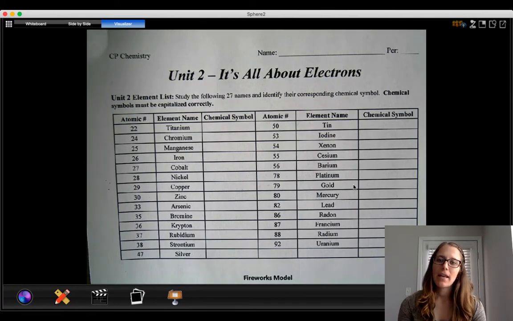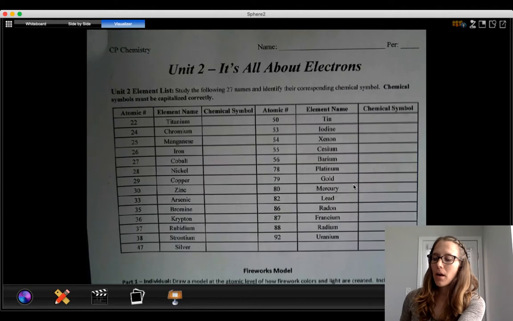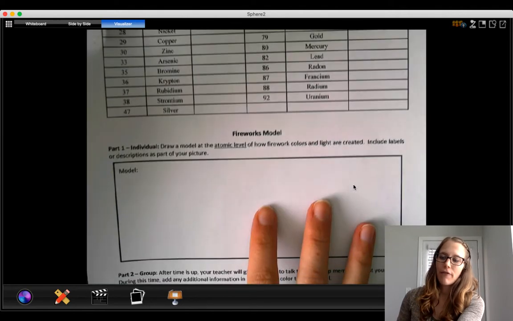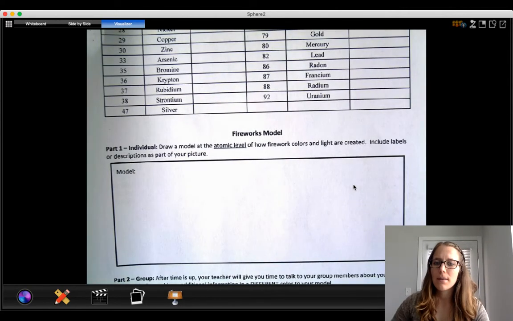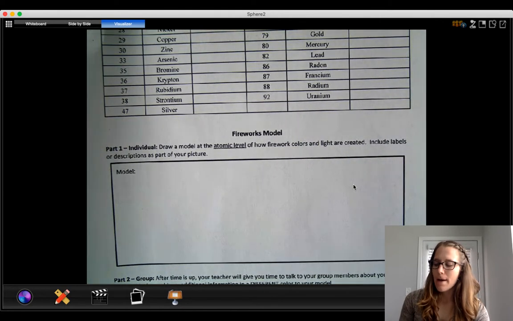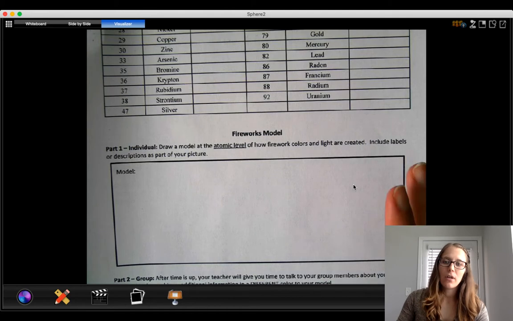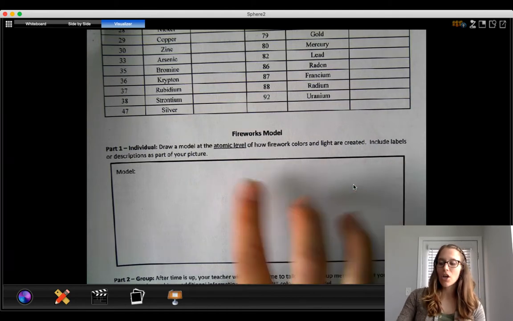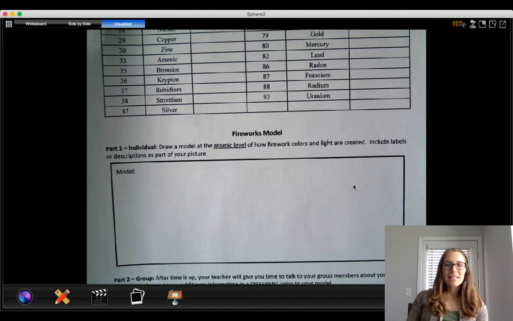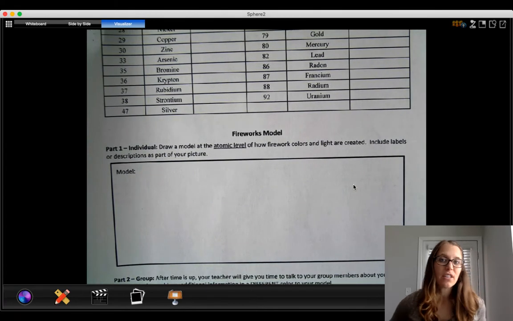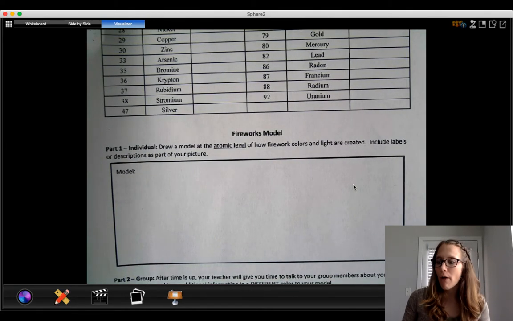The first page of the packet has the next set of elements, the names and symbols that you want to work on learning. And then the bottom part of this first page has the fireworks model. So this is something that you will do separately, looking at a video of fireworks and thinking about what you are currently thinking about how firework colors come to be. By the end of the unit, the goal is that you can explain this at the atomic level. So what's happening inside of atoms that produces those different colors that we see when fireworks go off.